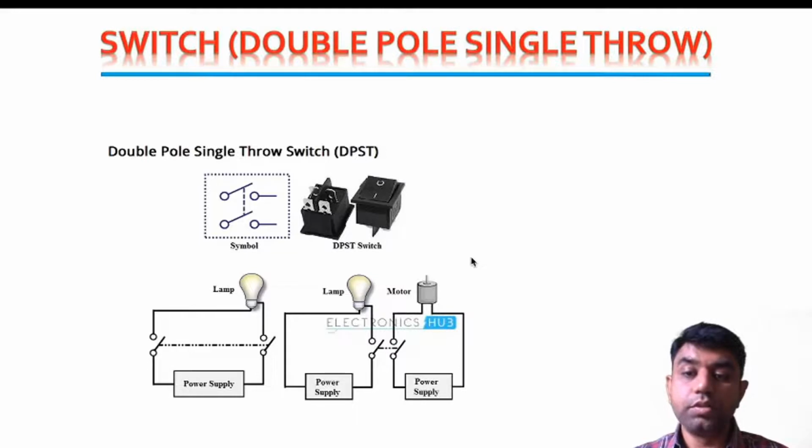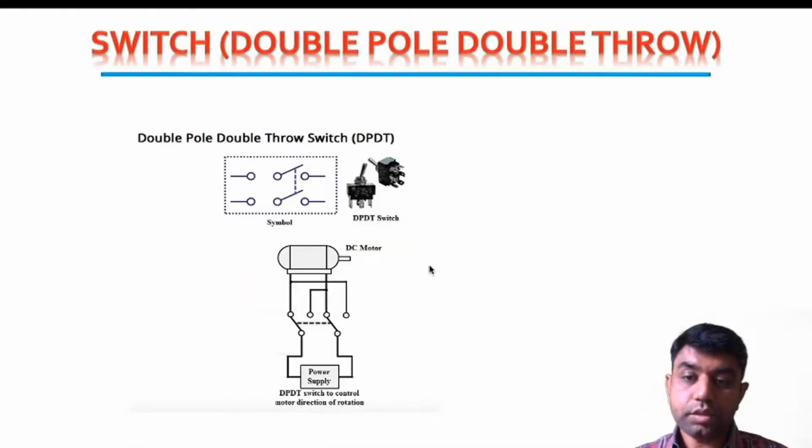Another one is a double pole single throw switch. In this case, as you see over here, you are just pressing one power supply button. But once you press that, it will light up the lamp and it will operate the motor also. So by pressing only one button, two different devices are being operated. So that is a double pole single throw switch. Another one is a double pole double throw switch. Two switches you need to operate, and accordingly it will run two different things, right? So that is a double pole double throw switch.